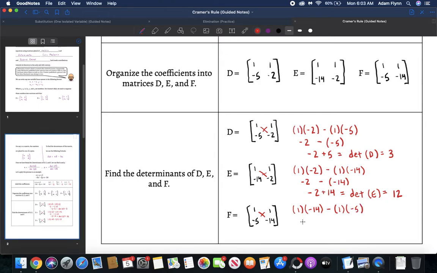Okay, 1 times negative 14 is going to be negative 14, minus 1 times negative 5, which is negative 5. I can rewrite negative 14 minus negative 5 as negative 14 plus 5. So when I do that, I'll get the determinant of F, which is negative 9.